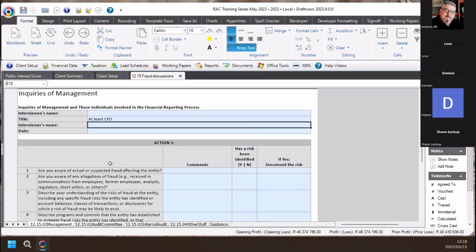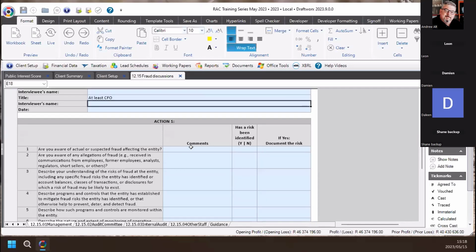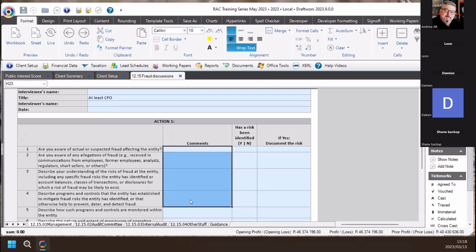So it's going to ask various questions, and it provides space for you to give any comments in terms of the feedback that you've gotten, and then identify whether it is raising an actual risk in the process. So based on what whomever you are interviewing says, is there a risk? And if so, document the risk.